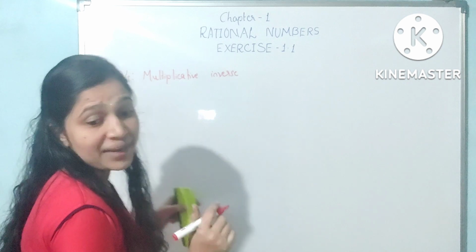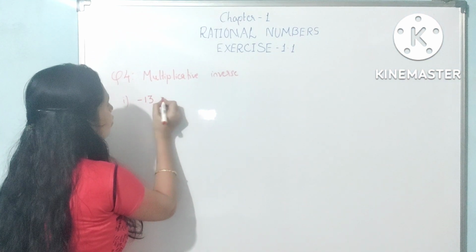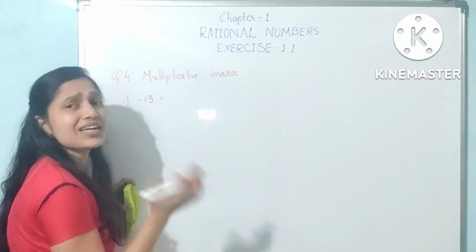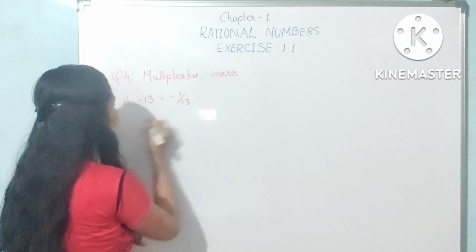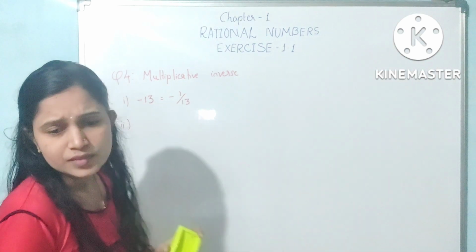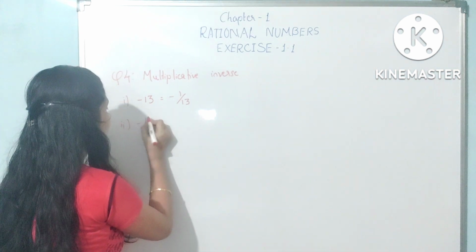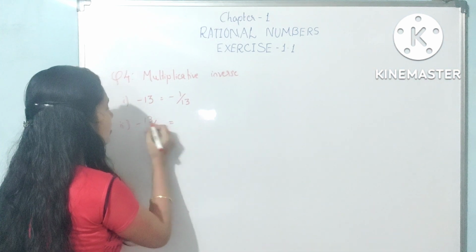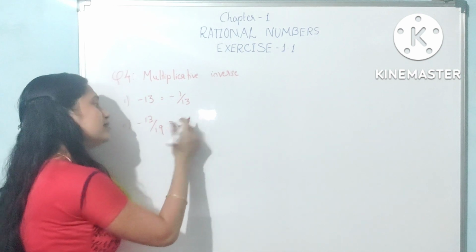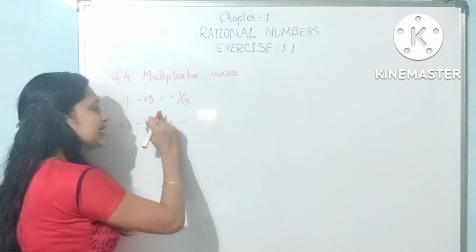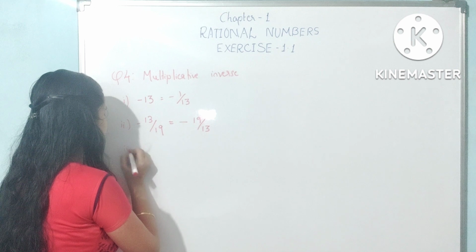So first one is minus 13. What we have to do? Simple, right? Reciprocal we have to do. Minus 13 is minus 1 by 13. Second one, minus 13 by 19, which is nothing but, we have to take the reciprocal and we have to keep the sign as same, okay? Minus will retain minus, okay? 19 by 13.